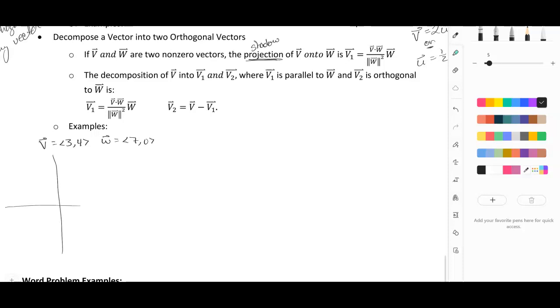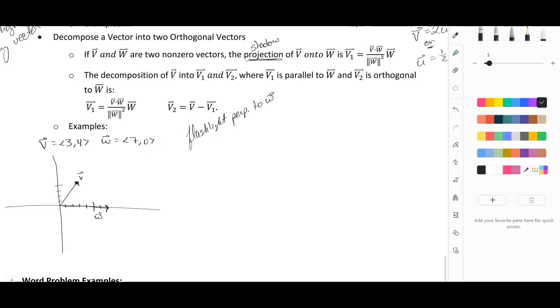So I'm going to draw a picture of what's going on. So here's the vector 3, 4. And 7, 0. And what we're going to do is find that projection first. When we think about what I was talking about with the flashlight, you want that flashlight to be orthogonal to w, because that's what we're projecting on. We're projecting on the w.